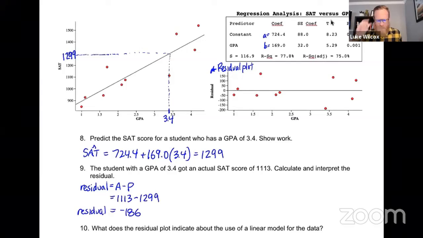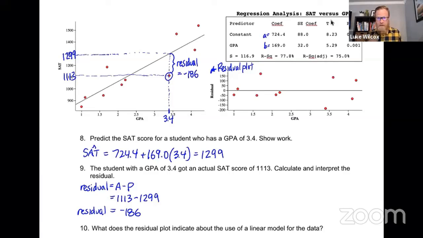Now let's see if that makes sense in the picture here, all right? In the picture, look, here's the student that actually has the 3.4 GPA, and sure enough, if you follow that over to the y-axis, it seems reasonable that that student's actual score was 1113, right? And what we're finding now is the difference between the predicted value and the actual value, and what we're getting is the residual. And so we're saying that this residual is equal to negative 186. And why is it negative? Well, that's because the actual value was less than the predicted value. And you can see that because that dot is lower than the line of best fit.